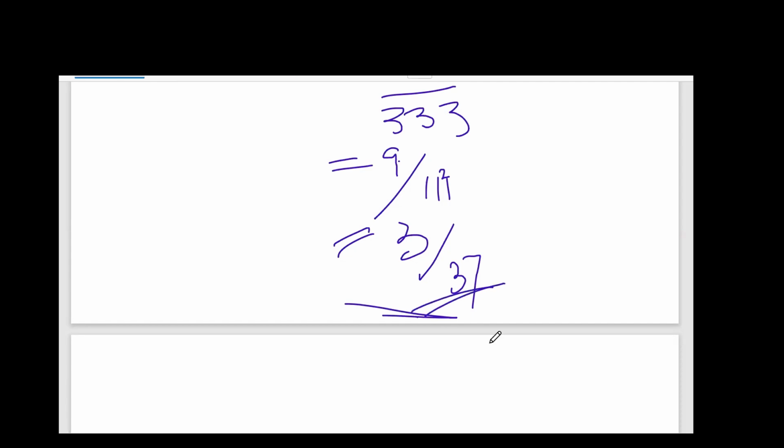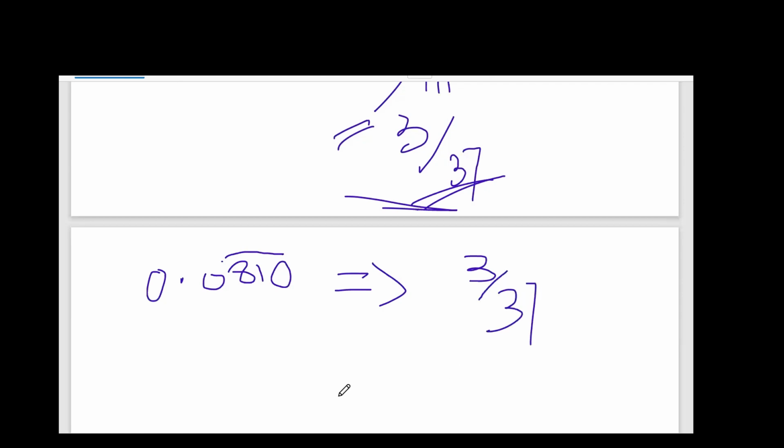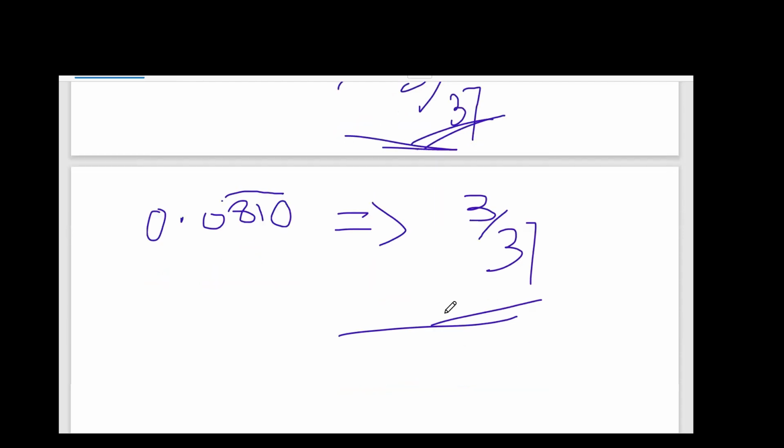So when you're done, you can write that 0.0810 with the bar on top is equal to 3 over 37. I hope we have found the correct thing here. You can check this on your calculator: 3 divided by 37. Make sure it gives you this. I'm sure you've gotten the concepts. So I think that's it for today.